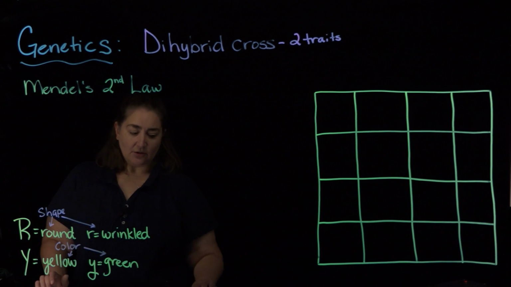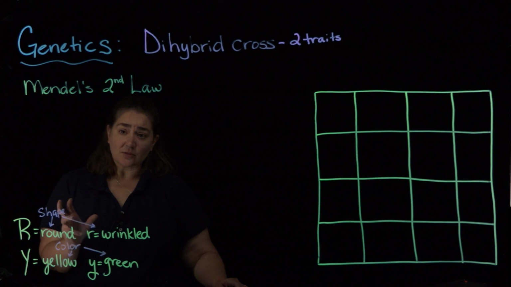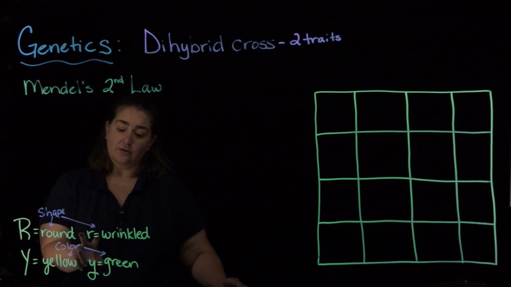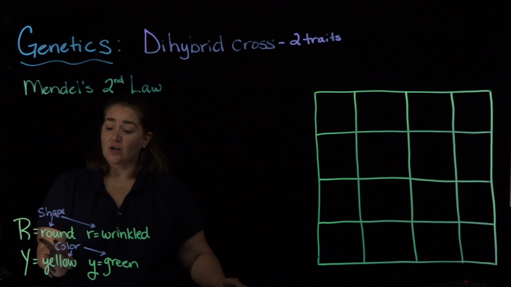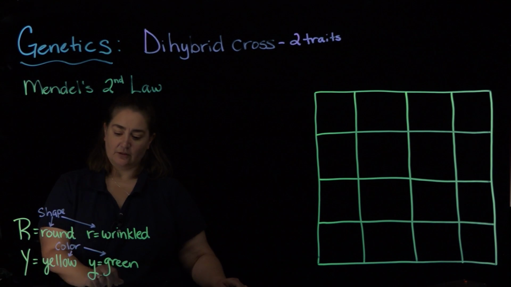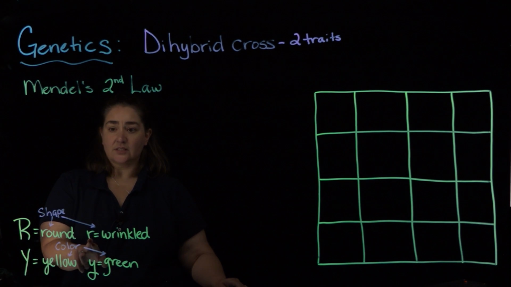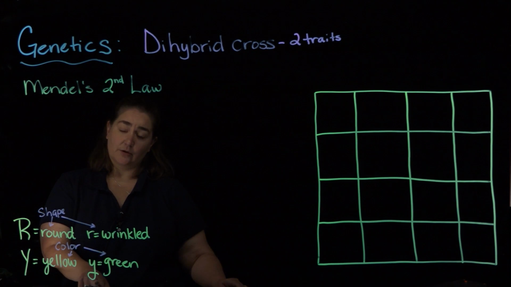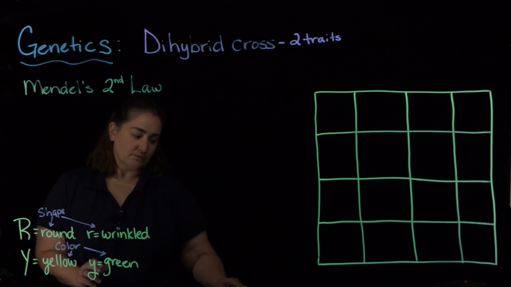Now I'm going to expect you to be able to identify the dominant versus the recessive trait if I give you the letter. Remember, our dominant trait is always going to be the capital letter. Our recessive trait will be the lowercase letter. In this case, our dominant traits are round and yellow. Our recessive traits are wrinkled and green. And if you notice, the letters are easy to distinguish: capital versus lowercase. That's the other thing you want to make sure of with your crosses.